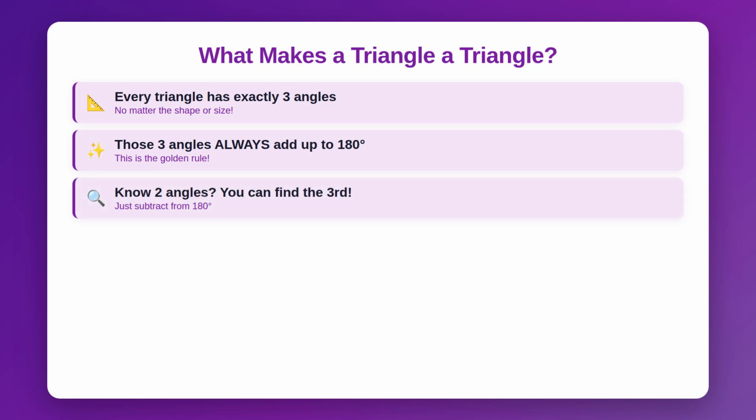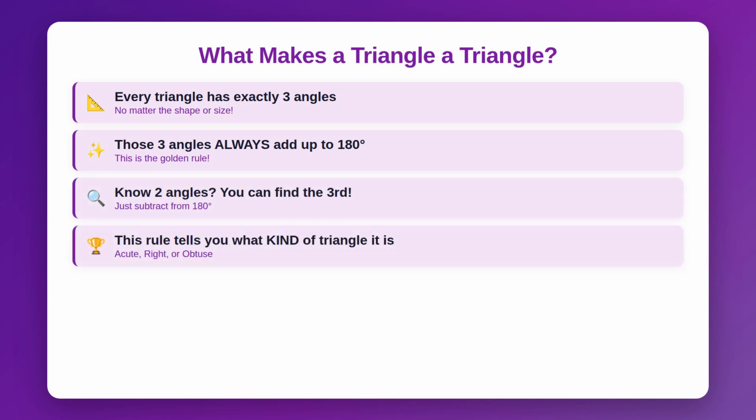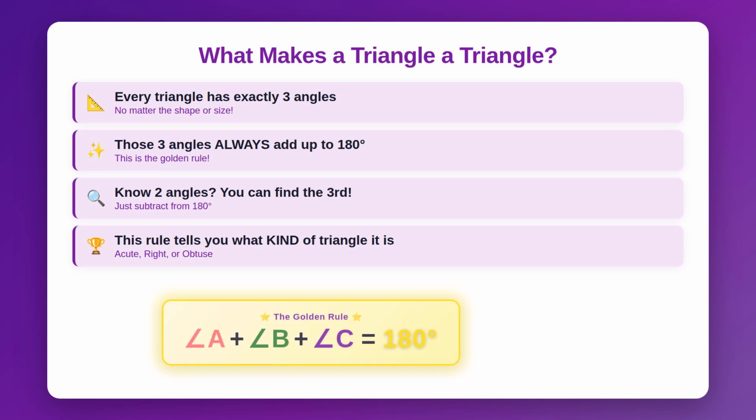Before Maya can name triangles, she needs one super important rule, and this is the rule that makes everything work. Every triangle, no matter how weird or lopsided it looks, has 3 angles. And here's the magic. Those 3 angles always add up to exactly 180 degrees. Always. Write that down. This is your secret weapon. Once you know 2 angles, you can find the third, and that tells you what kind of triangle it is.